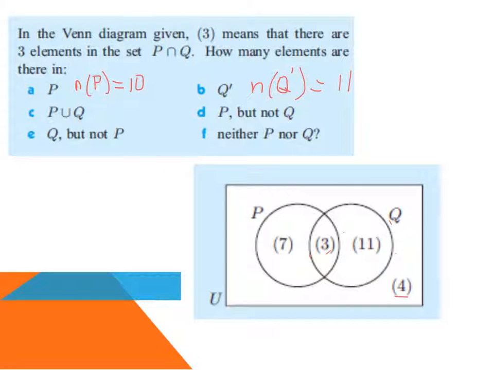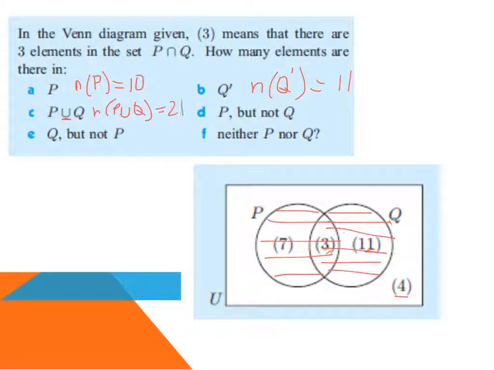Then if we go P union Q, that's all the elements that are in both P and Q combined. So here's the elements in P, here's the elements that are in Q, and we want to add those together, because union means we're going to get the total or put them all together. So we get 7 plus 3 is 10, plus 11 is 21. So the number of elements in P union Q equals 21.